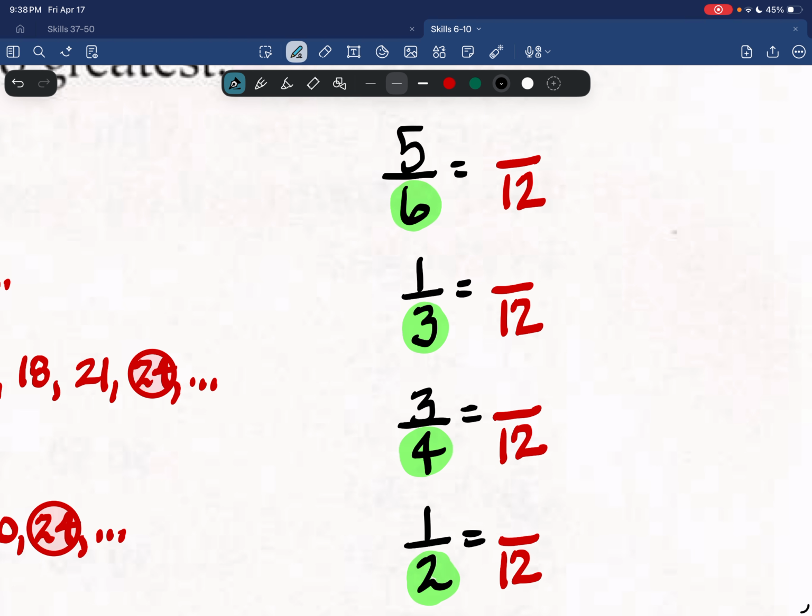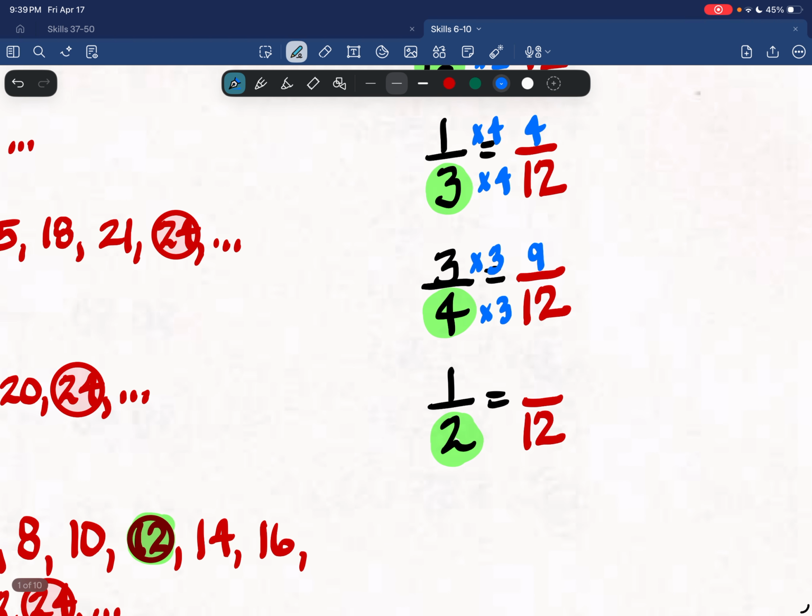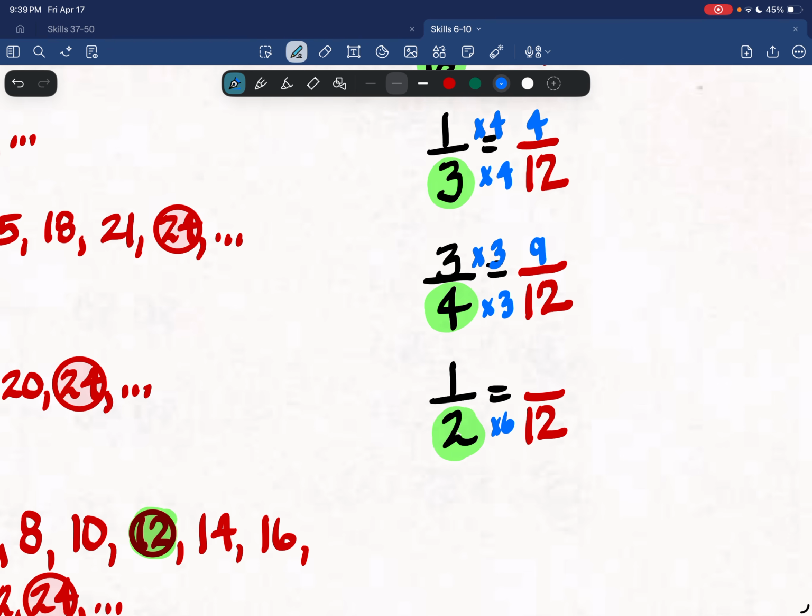Let me get a different color so that you can follow what I'm doing. I know that 6 times 2 is 12. So if I multiply the 5 by the same 2, I would get a 10. 3 times 4 is 12, and 1 times 4 is 4. 4 times 3 is 12, and 3 times 3 is 9. 2 times 6 is 12, and 1 times 6 is 6.